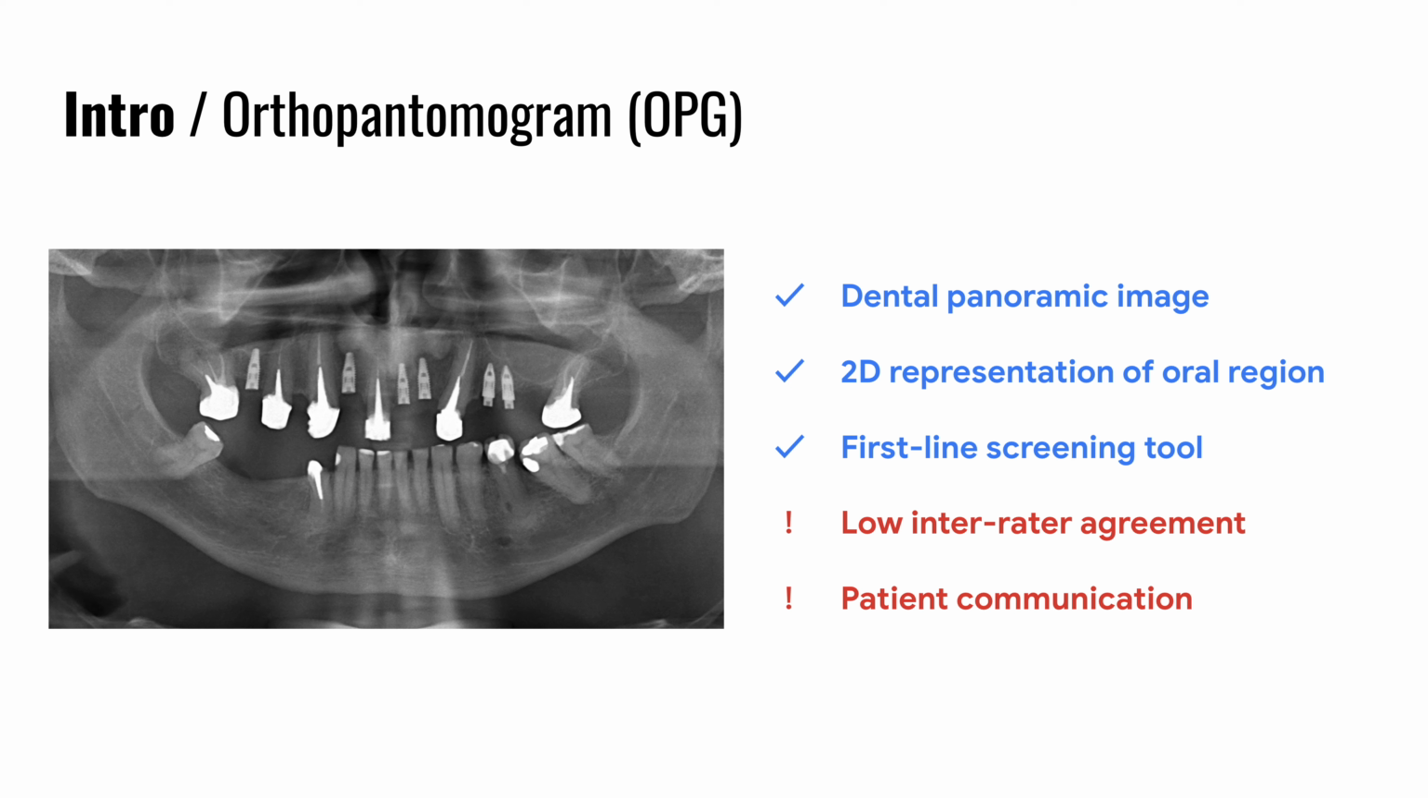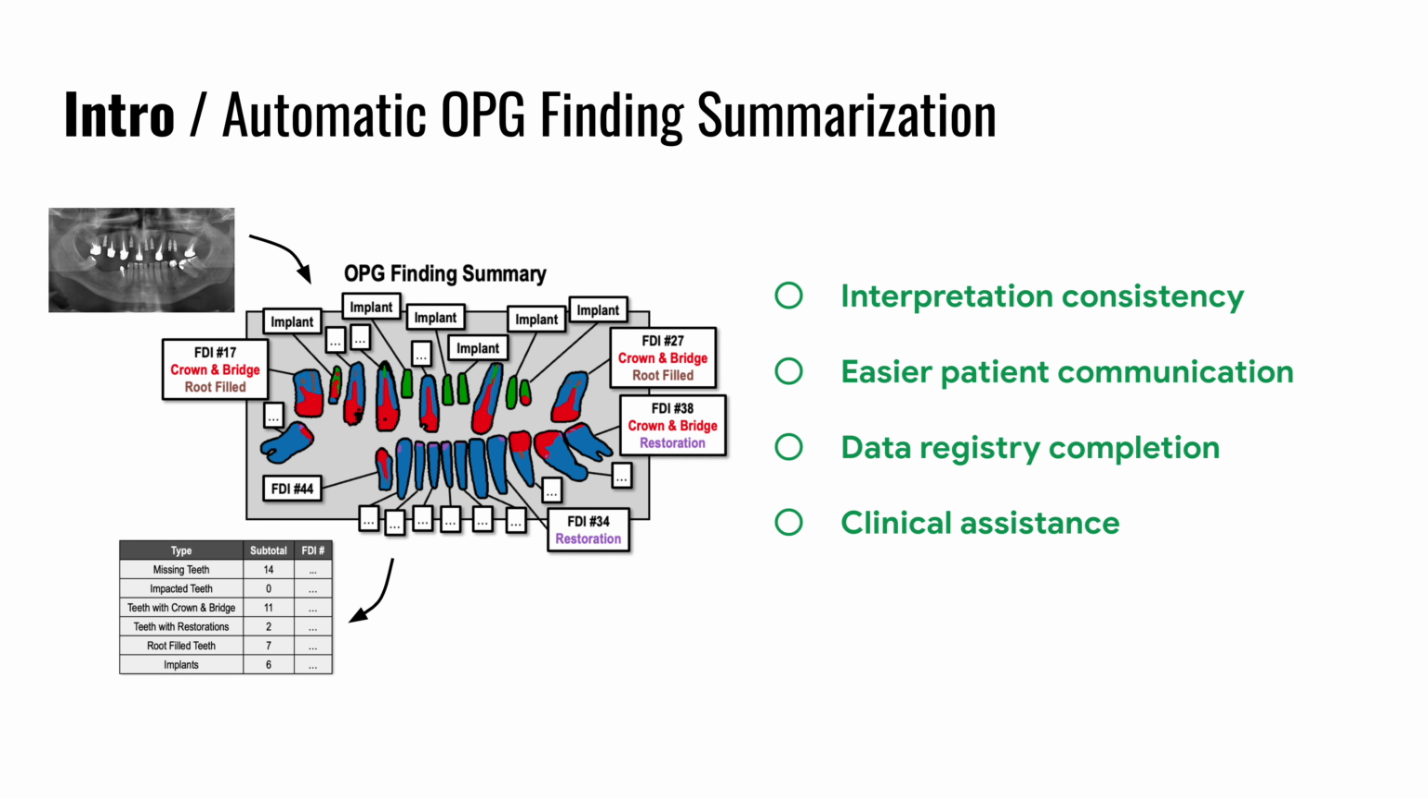Dentists interpret OPGs quite a lot for the purpose of understanding treatments done on the patient's teeth. However, the interpretation suffers from low inter-rater agreement. On top of this issue, it is not straightforward to communicate the results with patients due to the lack of real-time assistive tools. An automatic tool to summarize findings in OPG would not only help increase interpretation consistency, but also ease the communication with patients by displaying the visualization in real time.